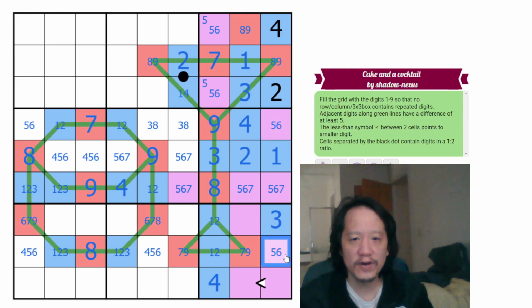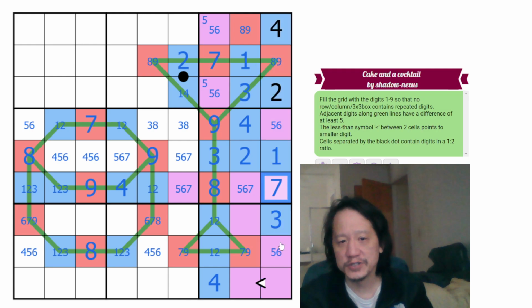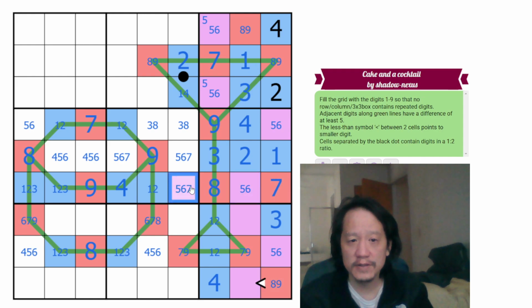This is 5. We have a 5, 6, 5, 6 pair now in column 9. So the rest of the column cannot contain a 5 or 6. Therefore, this is a 7. This cannot be 5, 6, or 7. This has to be 8 or 9. And it has to be specifically high. This is also specifically high. This can't be 7. This can't be 7.